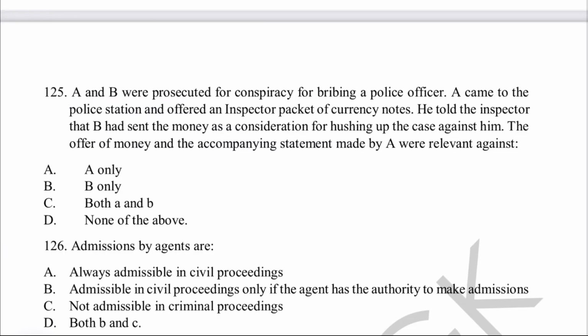Question 125. A and B were prosecuted for conspiracy for bribing a police officer. A came to the police station and offered an inspector a packet of currency notes. He told the inspector that B had sent the money as consideration for hushing up the case against him. The offer of money and the accompanying statement made by A were relevant against A only, B only, both A and B, and none of the above. It is a conceptual question basically and it is related to a case. Case name is Badri Rai versus State of Bihar and the right answer should be both A and B.